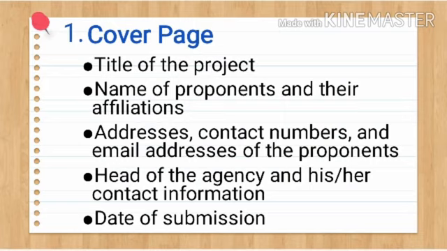The first part of the concept paper for a project is the cover page. It includes the title of the project, name of proponents and their affiliations, addresses, contact numbers, and email addresses of the proponents, the head of the agency and his or her contact information, and lastly, the date of submission.